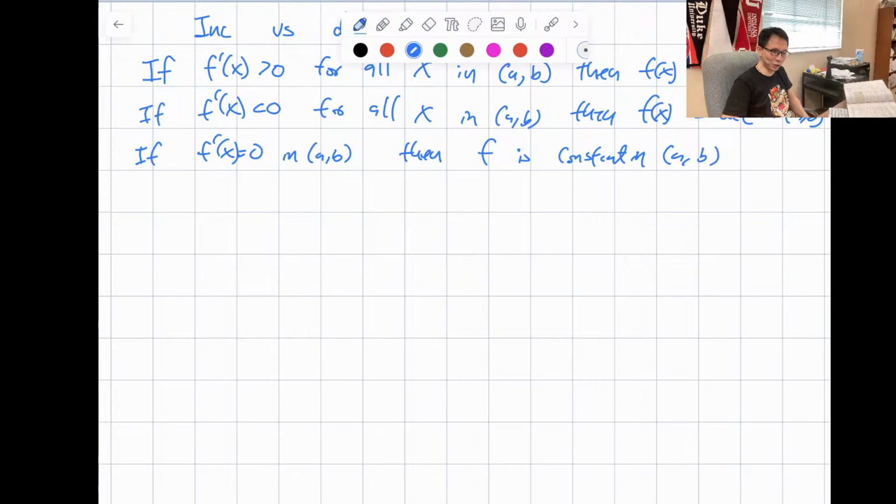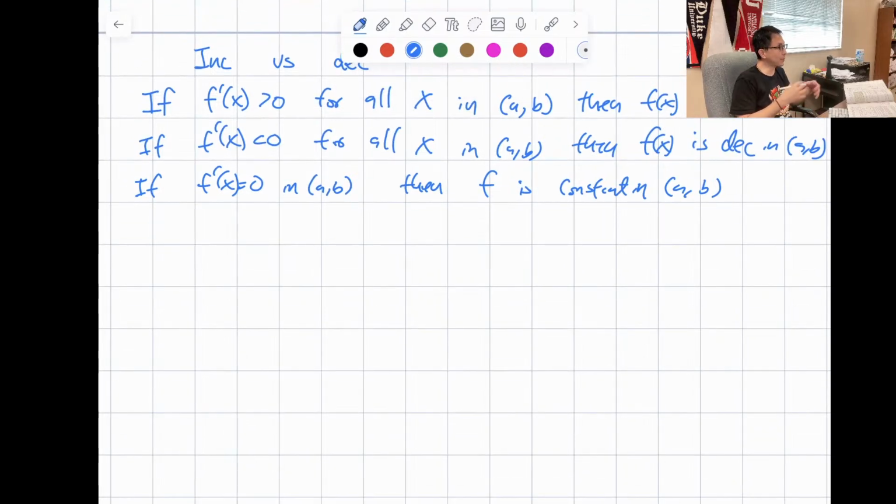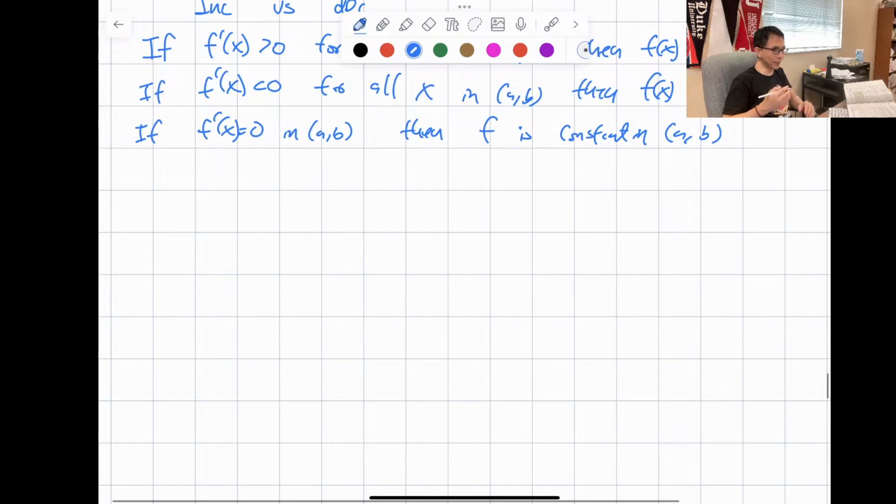Okay, so what we're going to talk about is the first derivative can tell me the function is increasing or decreasing, but it's slightly different than the first derivative test. So if the first derivative is positive, the function is increasing. If the first derivative is negative, the function is decreasing. If the first derivative is a constant, then it's not increasing nor decreasing, it's just a constant. But there's a difference between this and the first derivative test.